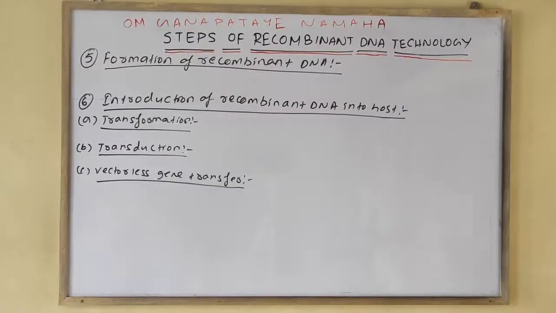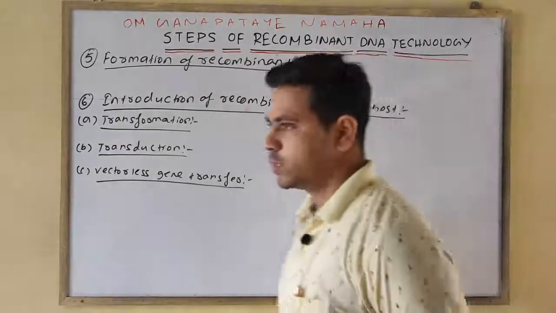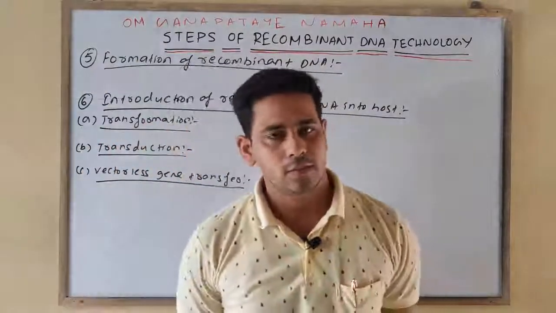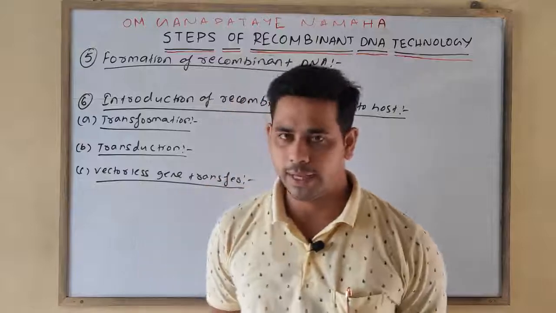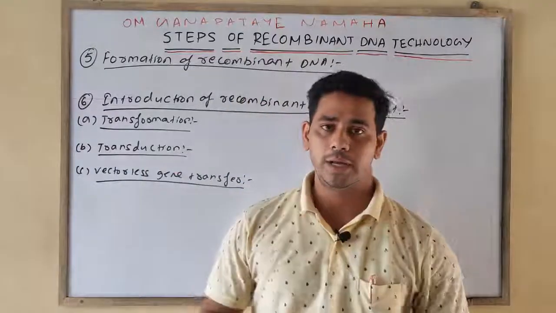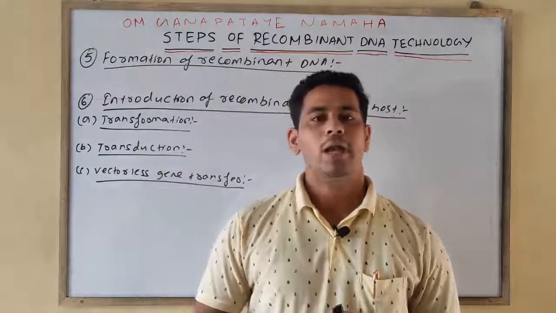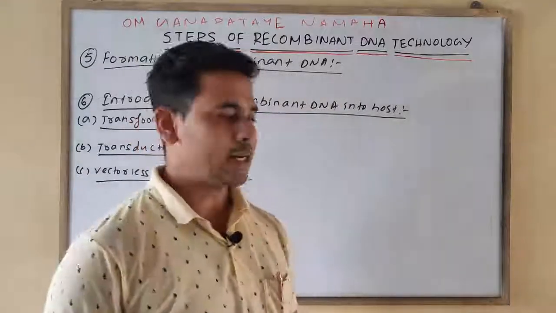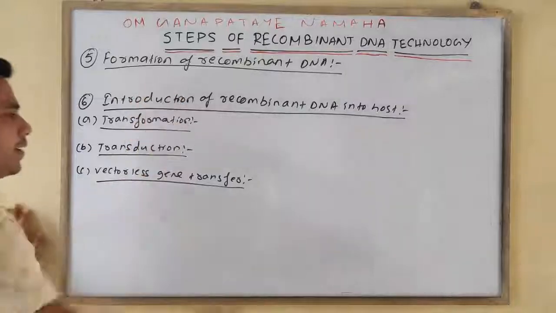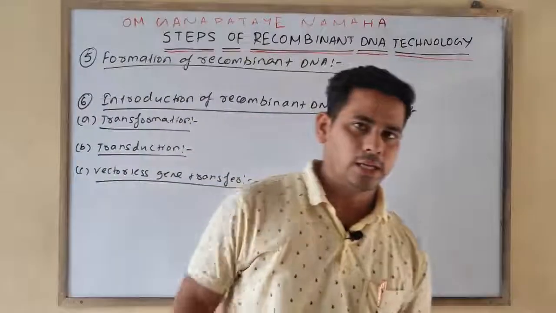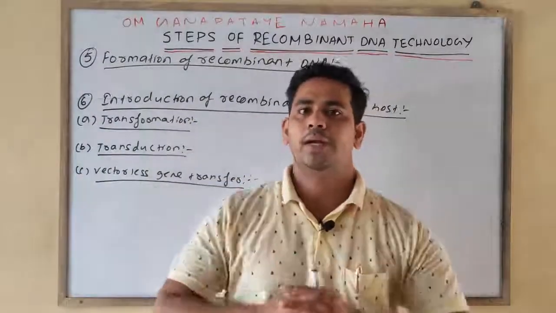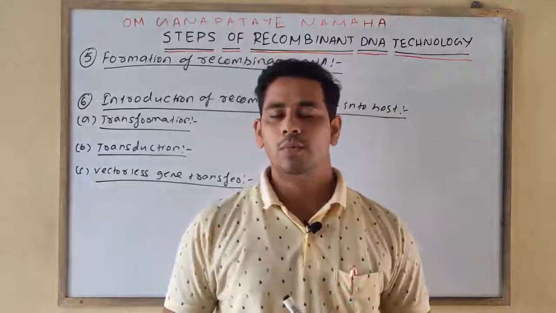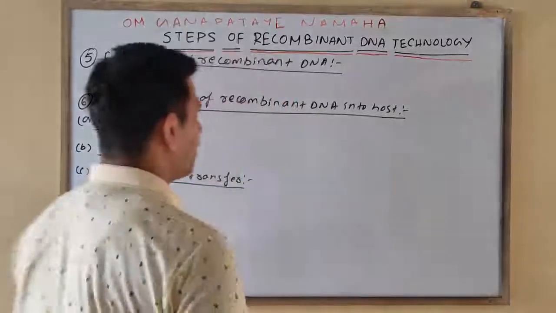Next we'll discuss our fifth and sixth steps. First we'll discuss the formation of the recombinant DNA. We know that the cloning vector and the fragmented DNA, or foreign DNA, have been extracted and isolated. Now we will incubate them together to form recombinant DNA. How does it happen? The cloning vector and the foreign DNA are incubated together with the help of ligase enzyme to form the recombinant DNA, or chimeric DNA.